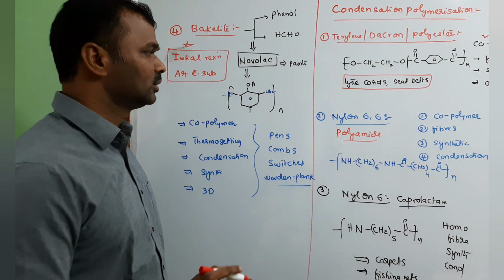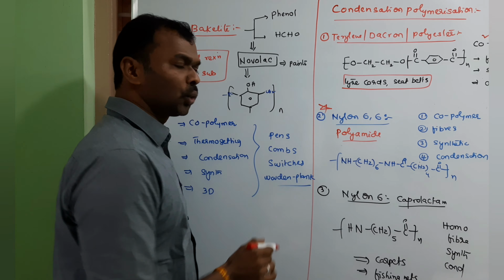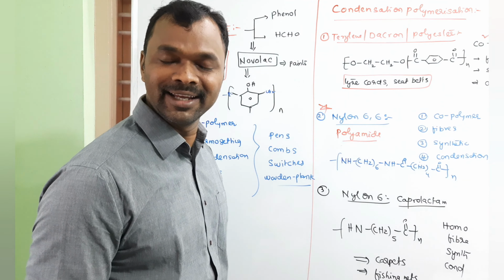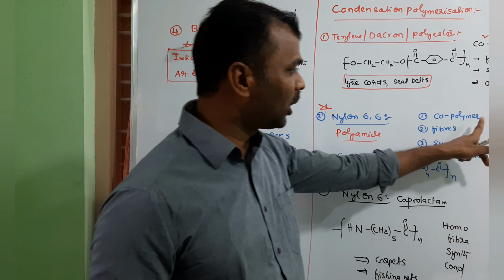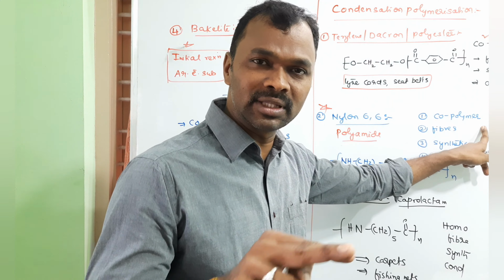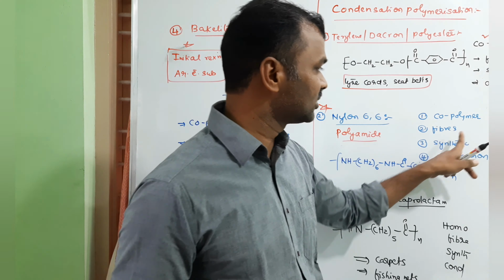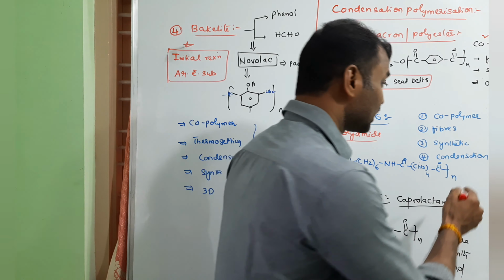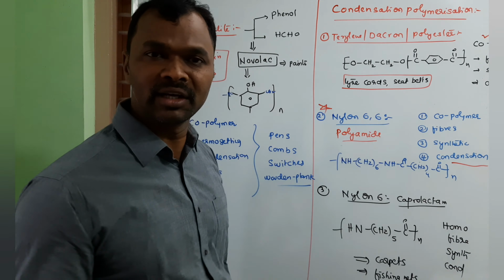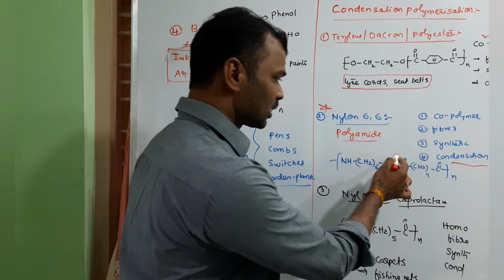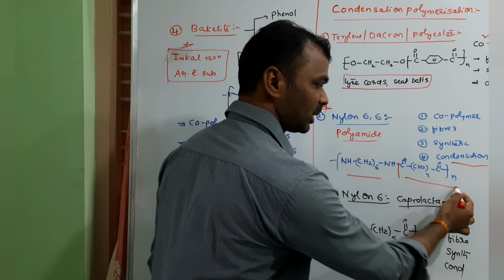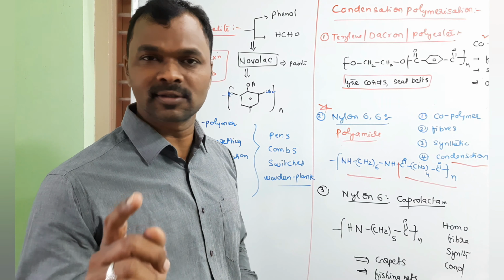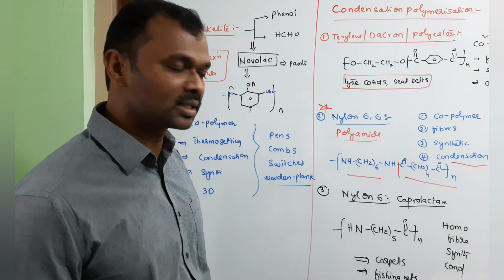Very important. Nylon 6,6, so many times they asked. It is a polyamide. Copolymer because hexamethylene diamine and adipic acid. Fiber, synthetic polymer, condensation polymerization, elimination of water. Hexamethylene diamine and adipic acid. Both are 6-membered, therefore we are getting 6,6. 6 carbons are there.